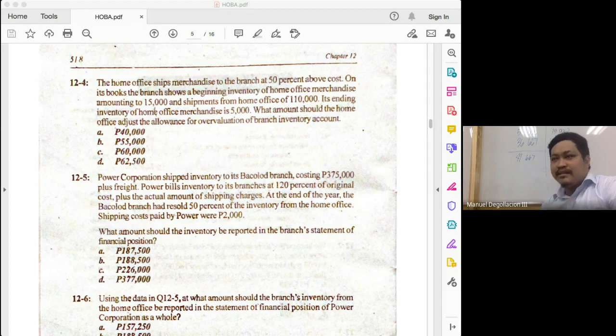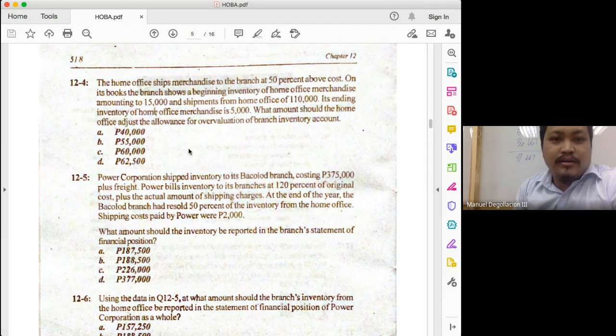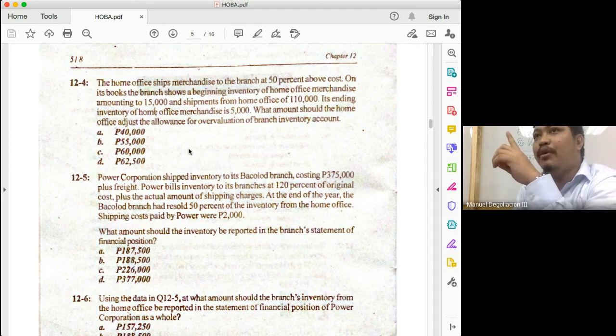Okay? But that is not what is being asked here. What is being asked is the amount of adjustment to the allowance for overvaluation account. And what did we establish earlier? If you're asked for the adjustment to the allowance for overvaluation account, what does that mean? You're asked for the markup on the cost of goods sold.